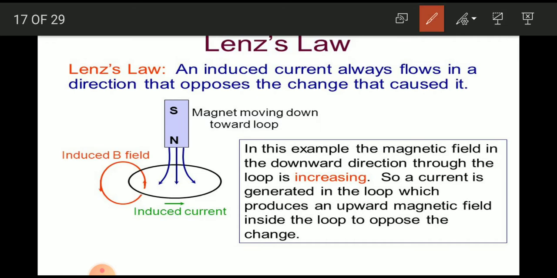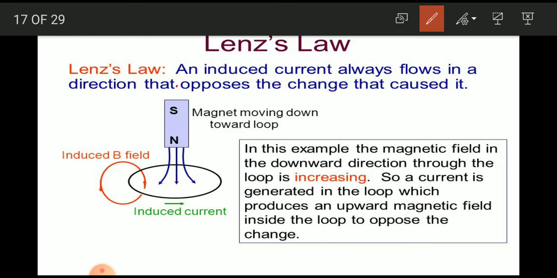Lenz's law: an induced current always flows in a direction that opposes the change that causes it. In this example, the magnetic field in the downward direction through the loop is increasing, so a current is generated in the loop which produces an upward magnetic field inside the loop to oppose the change.